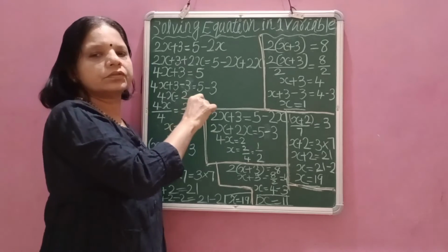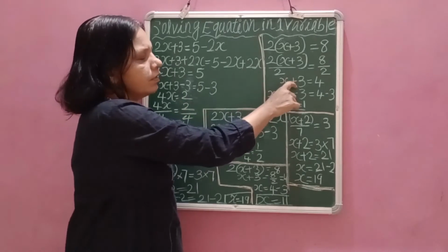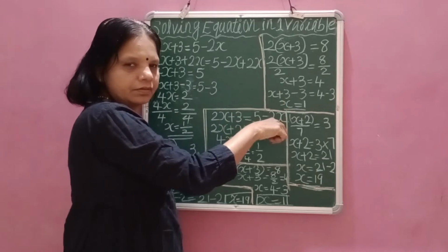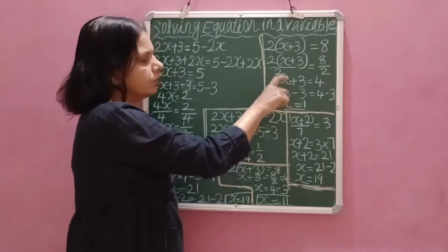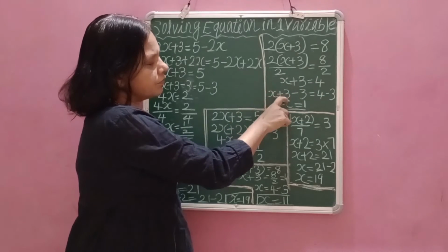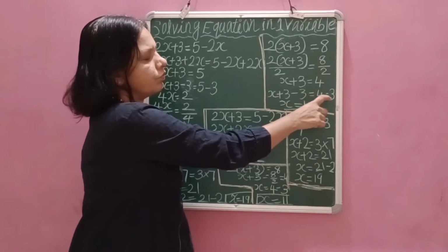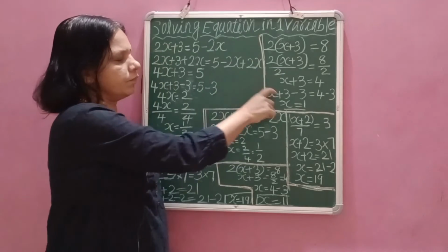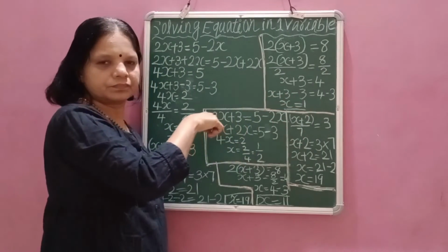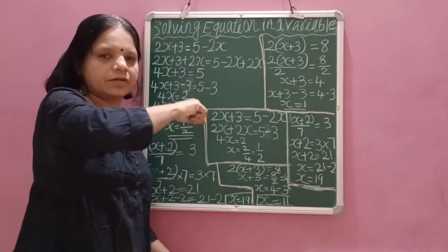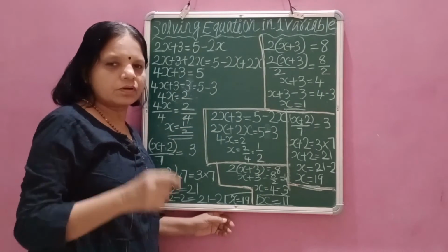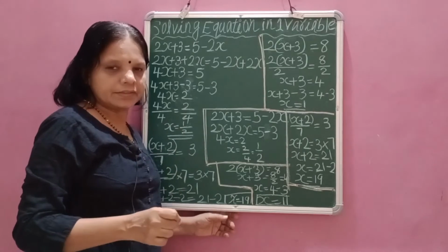Then we have to cancel plus 3. Plus 3 is cancelled by minus 3. Addition by subtraction. So subtracting 3 from both the sides. x plus 3 minus 3 equal to 4 minus 3. 3 minus 3, 0. x is equal to 1. So this is the way of solving equations. You have to do it one by one.